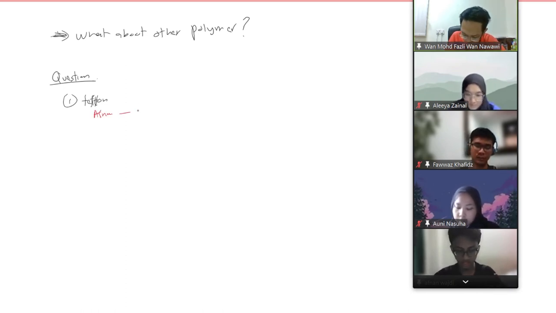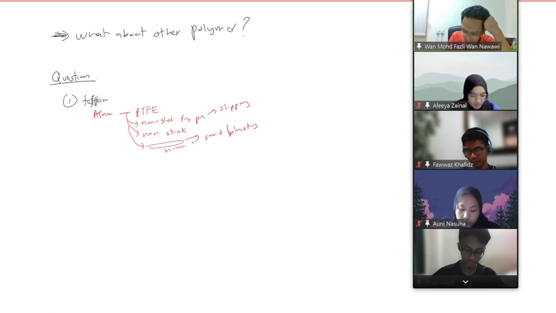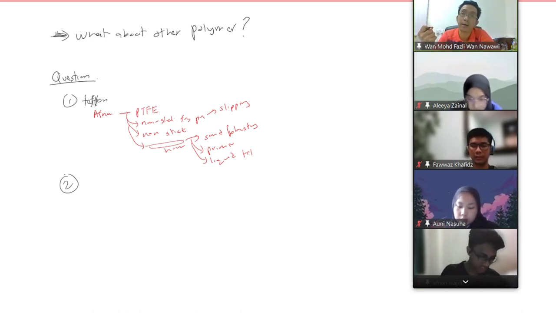Okay, Teflon is PTFE. And Teflon is usually used in a non-stick frying pan because of the property, which is slippery. So the property of slippery is that the molecules don't stick to it. And how people make the Teflon stick to the non-stick frying pan is by first doing sandblasting, and then they put a special primer on the pan which has low viscosity, and then they put liquid Teflon and then heat until it is cured. Okay, thank you, Afnan.